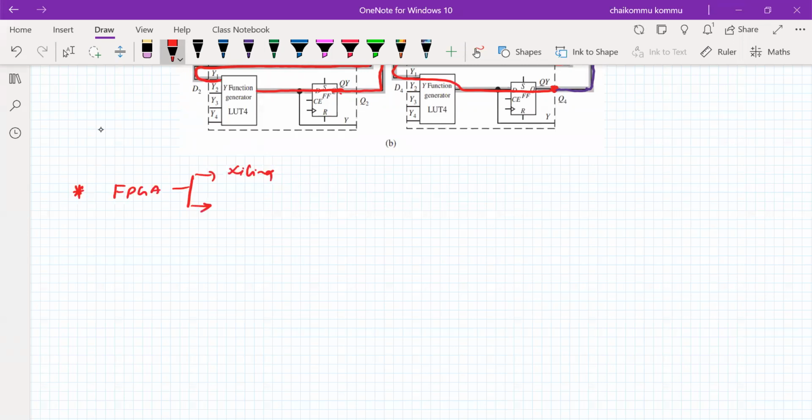Okay, some other companies are also there. Various companies actually. All those companies provide different kinds of CLBs. So therefore, one CLB is different from another CLB.